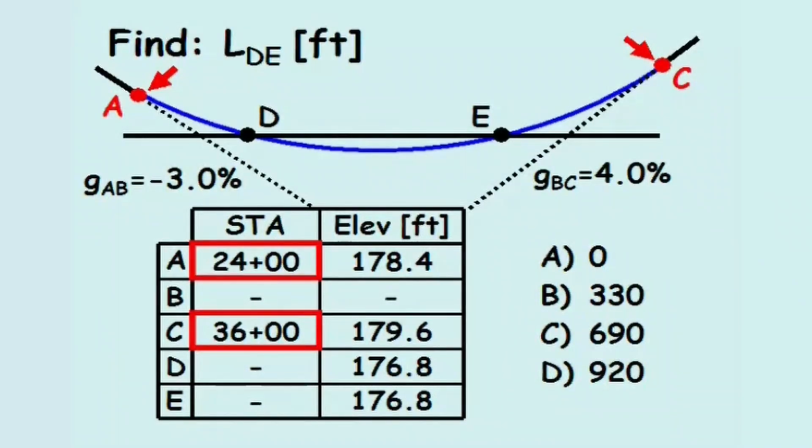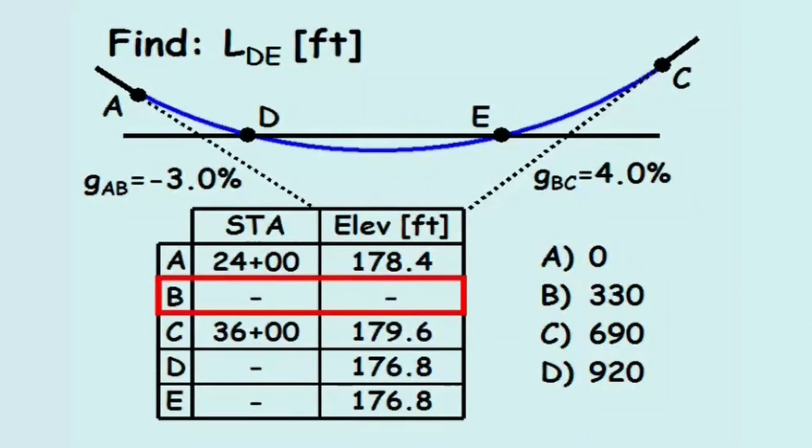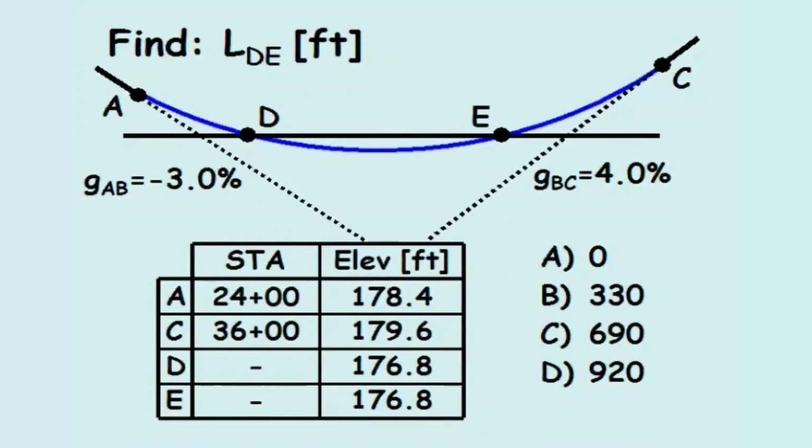Point B is located behind the table at the intersection of lines tangent to the curve at points A and C. Since no data is provided for point B, we can remove it from the table. The problem statement also provides the slopes of tangent lines AB and BC.